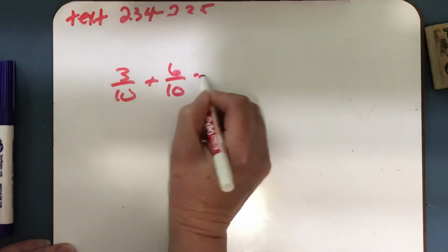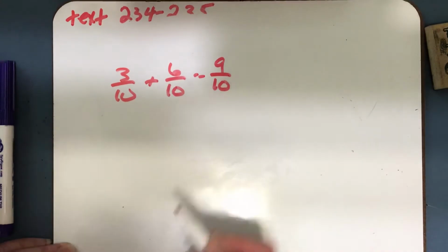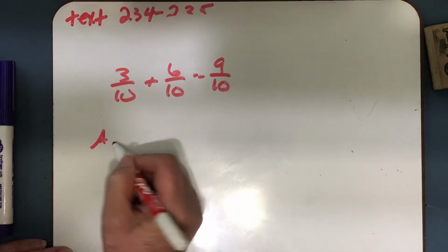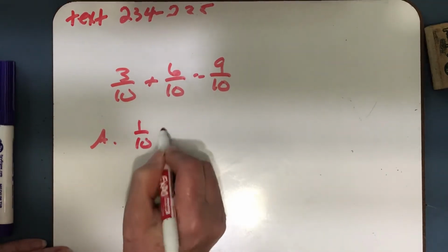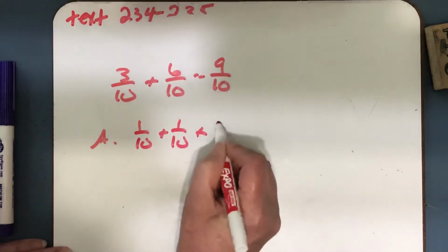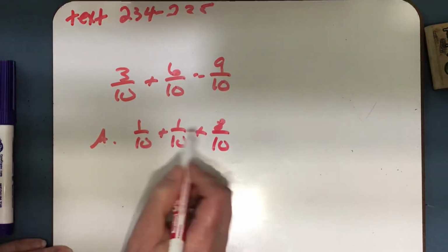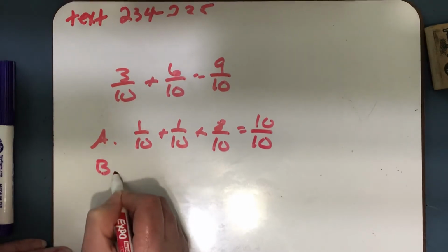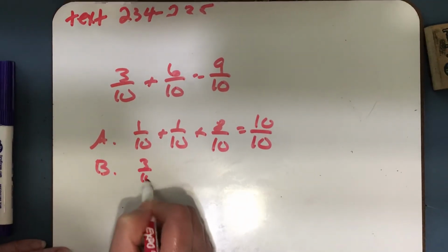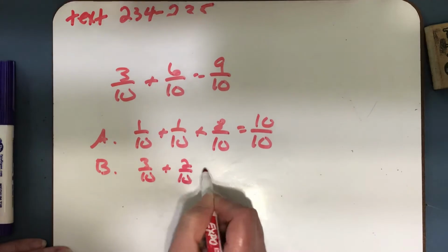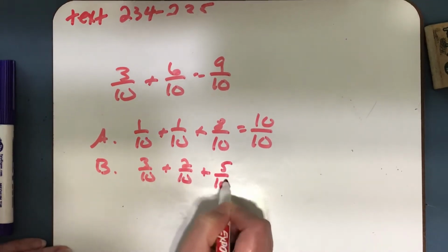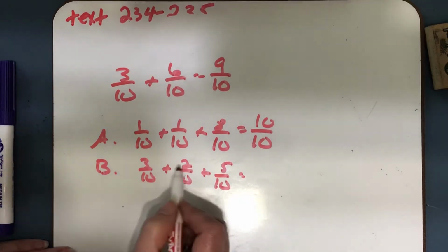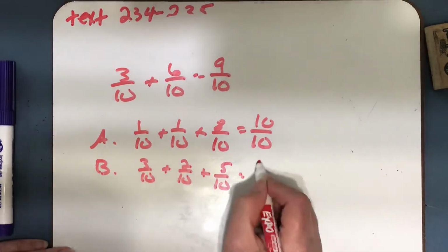Well, I can add that and see that that equals 9/10. So I have to decide which of these equals 9/10. Okay. I have 1/10 plus 1/10 plus 8/10. So that's 2/10 plus 8/10 equals 10/10. So it's not A. All right, and B, I have 3/10 plus 2/10 plus 5/10. Notice how I'm solving all of them to figure it out. Okay, and I have 3 plus 2/10 is 5/10 plus 5/10 is 10/10.